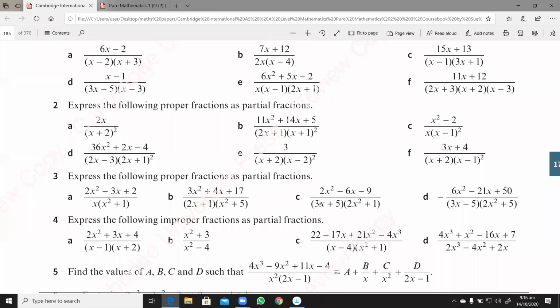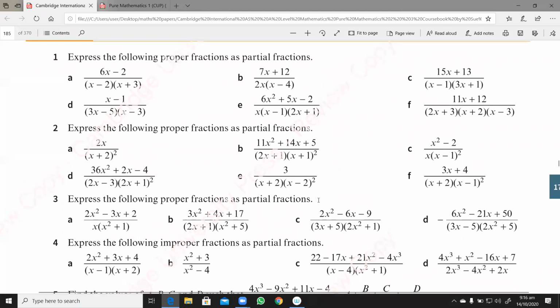Okay, students, we have to learn the third level of partial fractions. If you look at this first question, this is the first kind of partial fractions. Now, why do we call this first kind? Because this had the linear factors. All of them were linear factors. So that is the first category over here. Okay, this is question number one.